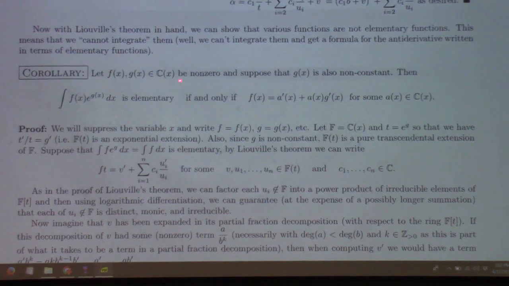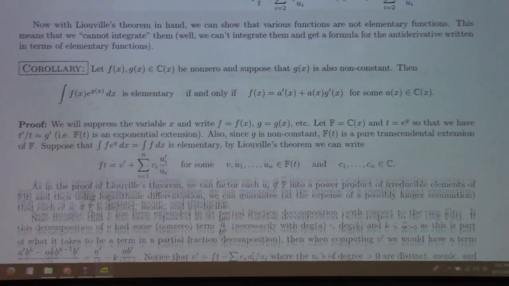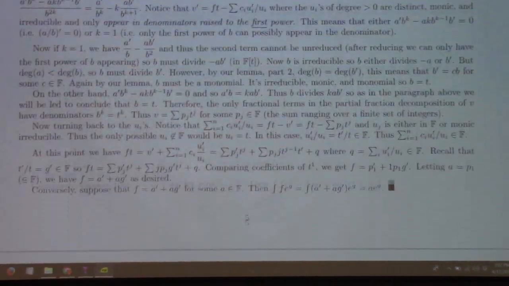Let f of x, g of x be non-zero. Suppose that g is non-constant. Then the integral of f of x times e to the g of x dx is elementary if and only if f of x is a prime of x plus a of x times g prime of x for some a of x in there. So this gives us a concrete test for whether or not that integral is elementary. And he actually has examples. Again, I'll post this in course content for you guys as soon as I get a chance.